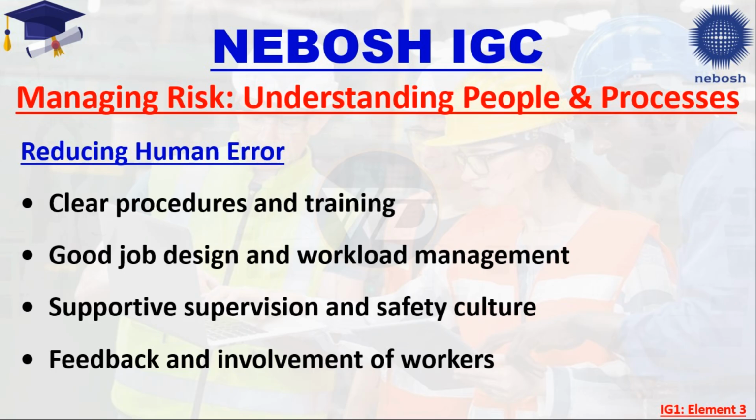9. Reducing human error. To reduce human error, start with clear, simple procedures and thorough training. Good job design means the task matches the worker's capabilities and workload is reasonable. Supportive supervision ensures workers know they can ask for help and that shortcuts won't be tolerated. A strong safety culture, where everyone values and prioritizes safety, is essential. Finally, involve workers in safety decisions. When people have input, they are more likely to follow the rules.